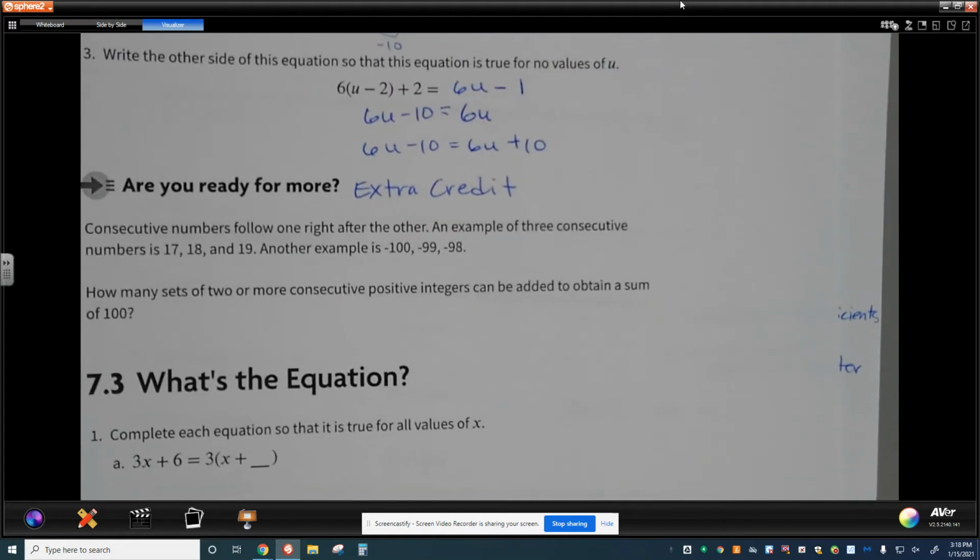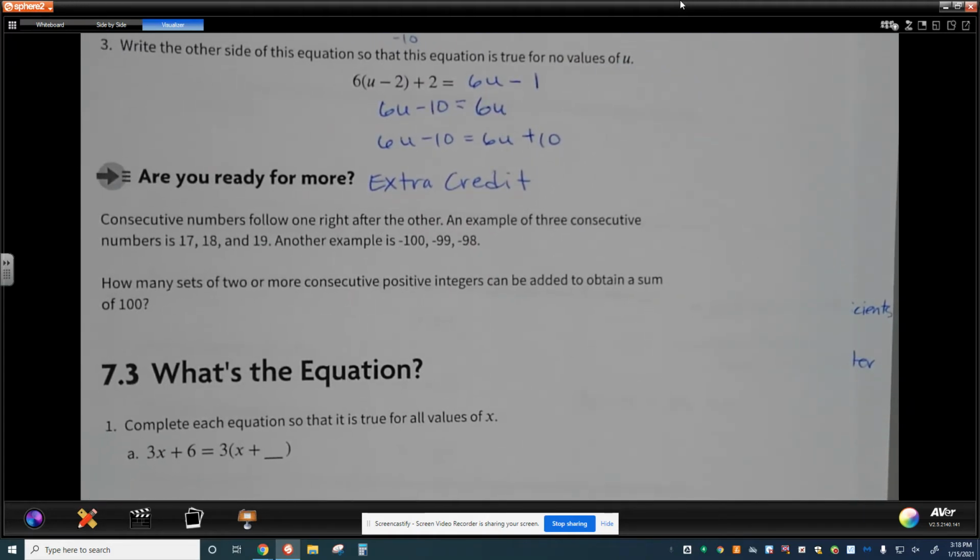Are you ready for more? Consecutive numbers follow one right after the other. For example, 3 consecutive integers would be like 17, 18, 19. Another example would be -100, -99, -98. The question says, how many sets of 2 or more consecutive positive integers can be added to obtain a sum of 100?